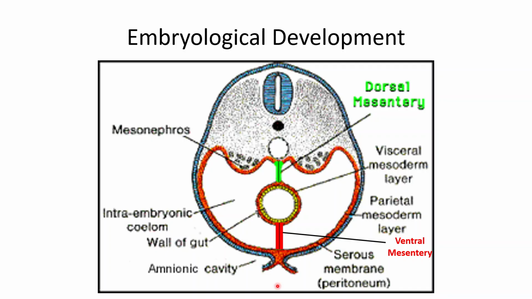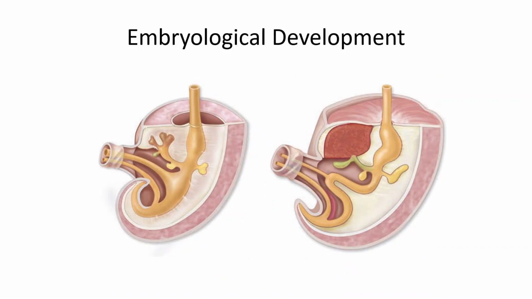Note that in the foregut we also have a double layer of serous membrane connecting the gut tube to the anterior abdominal wall. This is known as ventral mesentery. The ventral and dorsal mesentery of the foregut play an important role in the formation of accessory abdominal organs that develop in between these folded layers of serous membrane.